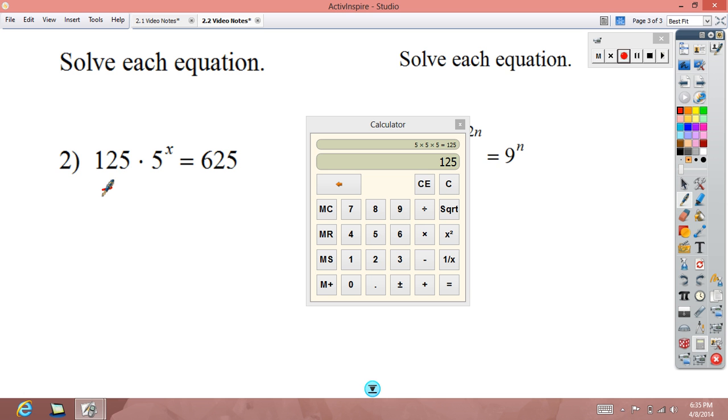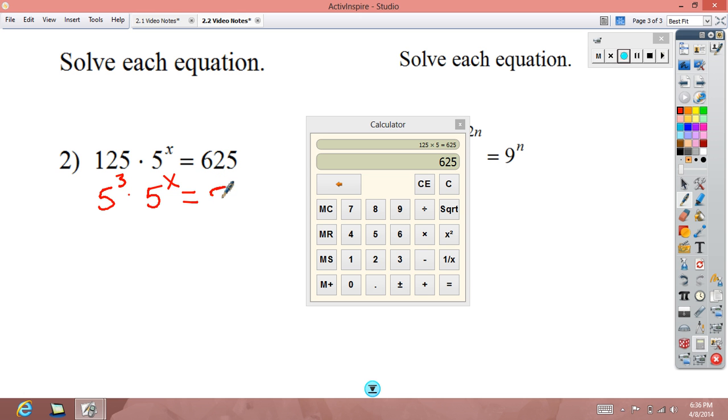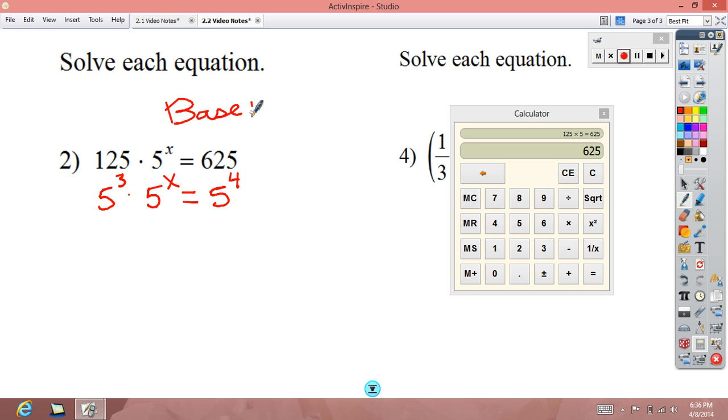So here I have 5 cubed times 5 to the x. How about 625? Well, let's keep going here. Multiply this by one more 5. Then I'll have 5 to the 4th. Yep, there we go, 625. So 625 is 5 to the 4th. Okay, so here we made our base.